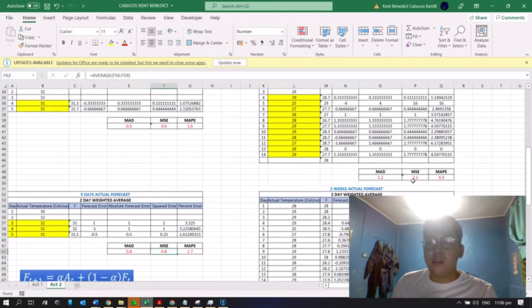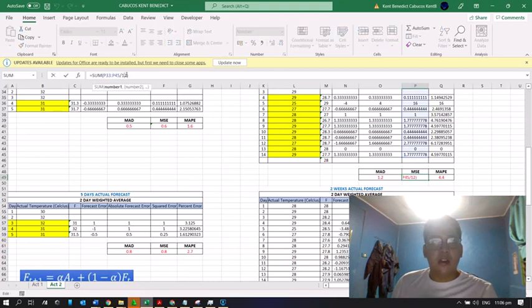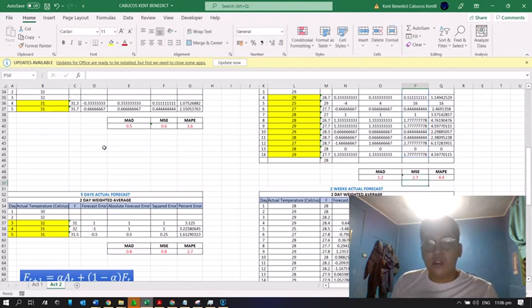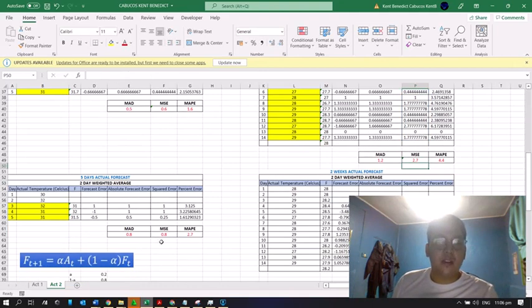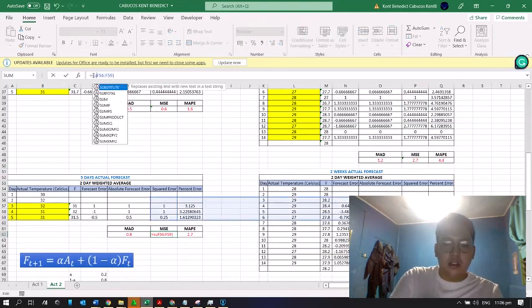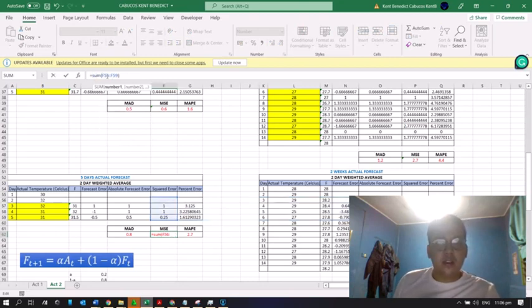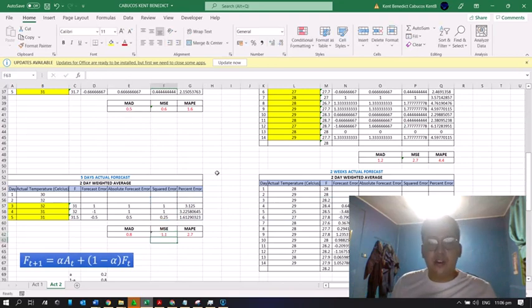I think this is wrong. 1, 2, 3, 4, 5, 6, 7, 8, 9, 10, 11. I'm sorry, 11 minus 1, so our n is 10. 2.7. For our 0.8, we're going to sum this first, divided by 3 minus 1 equals 2. So our MSE is 1.1.